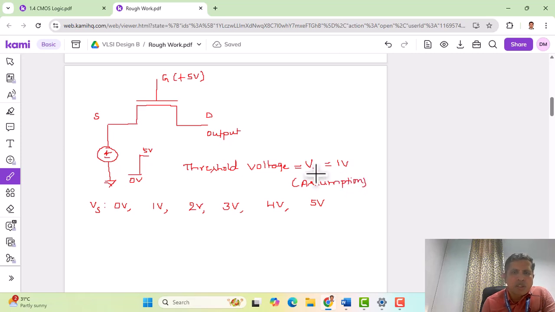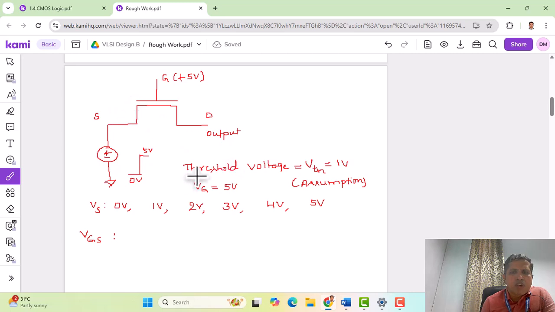So we assume the threshold voltage of an NMOS transistor. We can also label this as VTN. This is the threshold of the NMOS transistor, and this is the voltage that is applied at the source, and the gate is tied at 5 volts. So let us write here Vg is fixed at 5 volts. Now let us see what the VGS will be. Let us write here Vs as 0 volts.